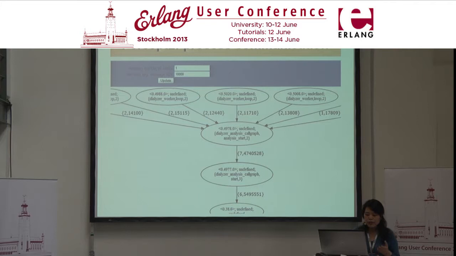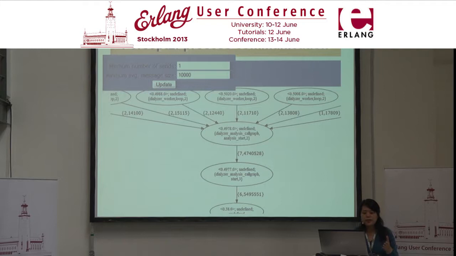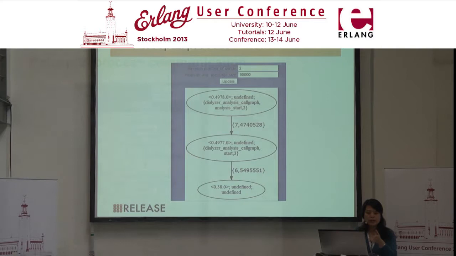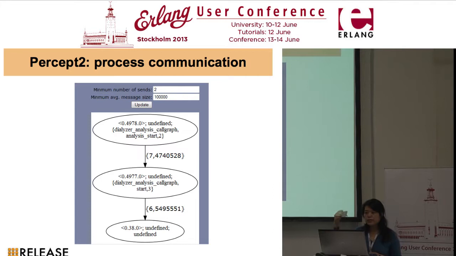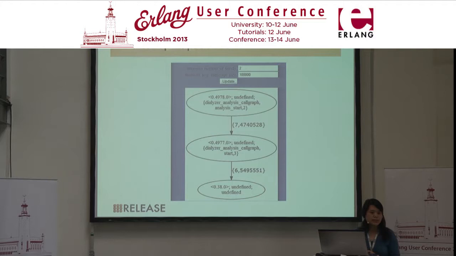Most of the time you don't worry about those small message sendings. You only worry about big messages, heavy communication between processes. So you can specify a threshold. The first is the minimum number of sends. The second is the average size of the message. This allows you to simplify the graph and focus on those parts which you really want to have a look at. So in this kind of example, you will increase the threshold and only show those heavy message passings between processes. This helps you to focus on the most interesting part.